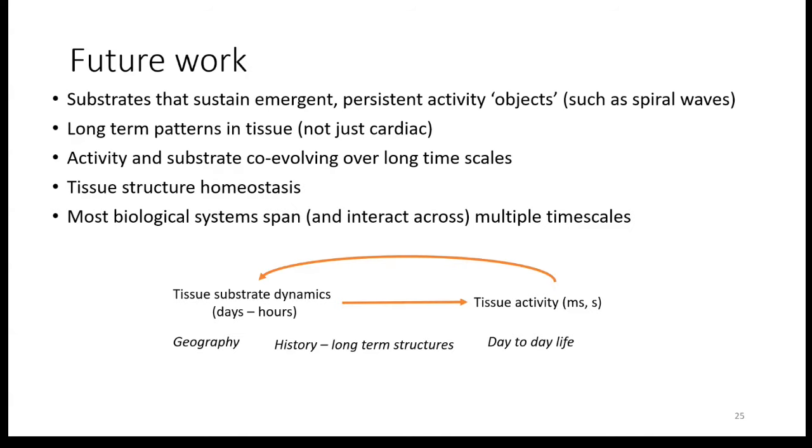And for future work, and why I wanted to reach out in the first place, you can easily imagine substrates that sustain these emergent objects, such as these spiral waves. And you're going to have long-term patterns in these tissues, not just cardiac, but in development and so on. But the interesting thing that we add with this is that you have activity and substrate co-evolving. So you don't just have some pattern that forms. You have that pattern that changes the substrate, and then the substrate changes the pattern, and so on. So the system co-evolves over long time scales. And ultimately, presumably, this leads to homeostasis in the tissue structure, but also, as we saw here, leads to pathological cases. And it's very general that pretty much every biological system spans multiple time scales that interact across it. So we can have wide application.